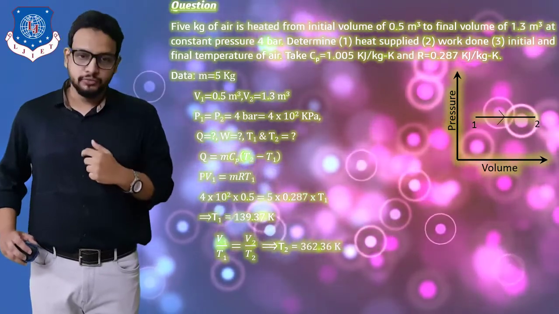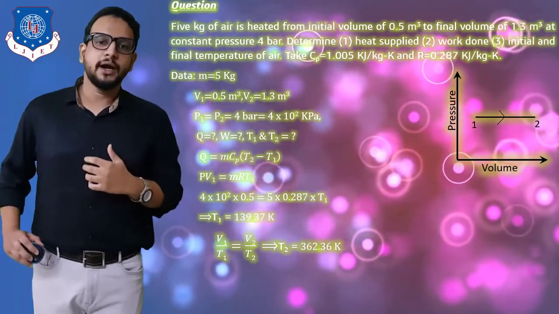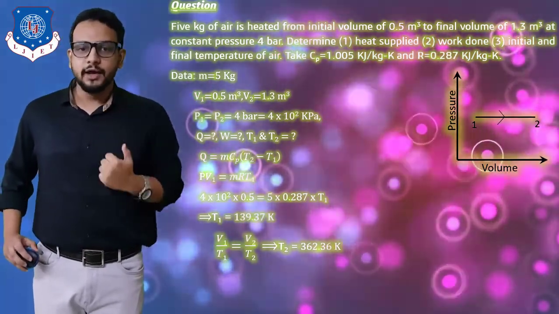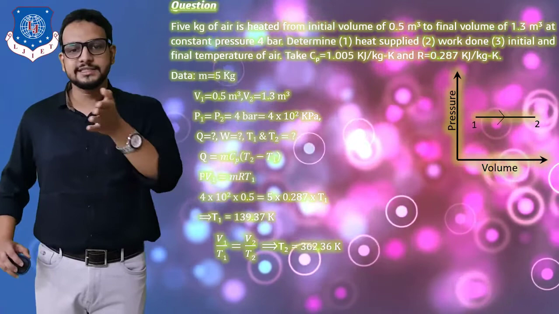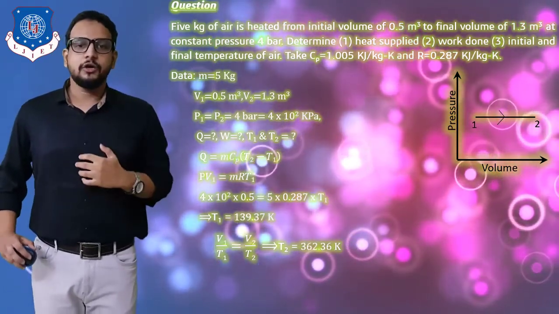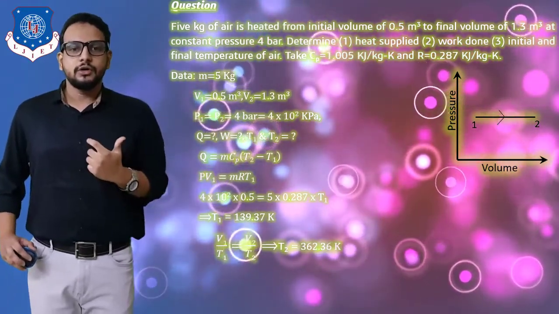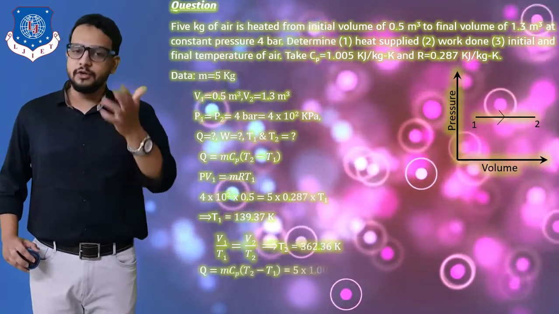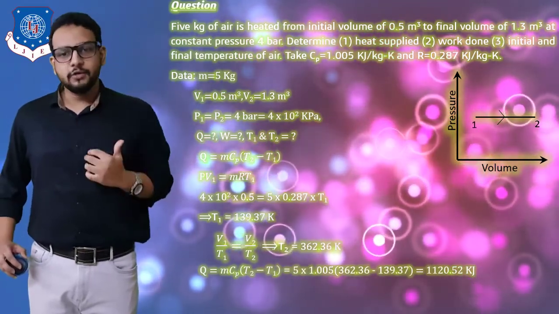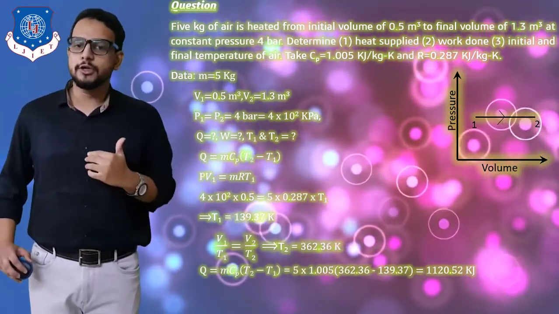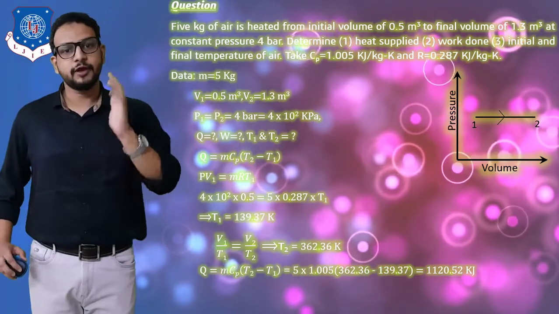Now how can we determine T2? We know the pressure, volume and temperature relationship, that is V1 by T1 is equal to V2 by T2. Now we know V1, we know V2, and we have determined T1. So directly we can substitute the values and determine the value of T2, which is equal to 362.36 Kelvin. So our first task is completed, that is to determine temperature T1 and temperature T2. Now we can directly substitute these values in the equation of heat transfer, Q is equal to m Cp (T2 minus T1). So we get the value of Q, which is equal to, as you can see on your screen, 1120.52 kilojoule. Okay, so this is one of the answers.